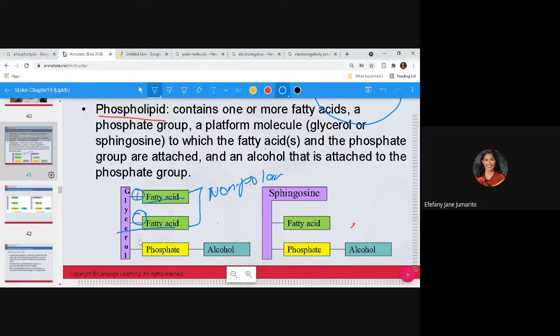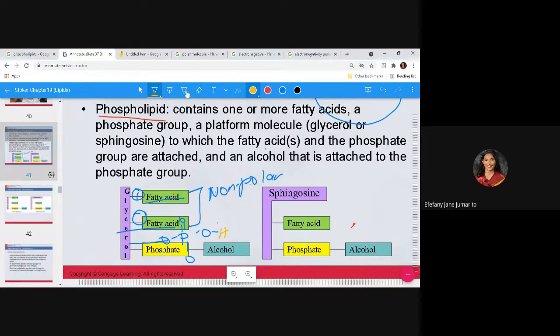Then we have your phosphate and alcohol. Your phosphate, di ba? P, double bond O, O, and then O here, and then O connected there. So is it polar or non-polar? Polar. Okay, it's polar. Okay, we have the polar.